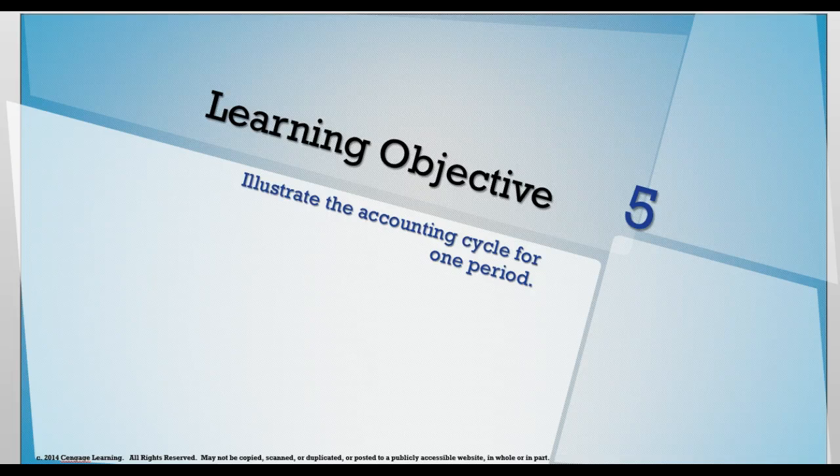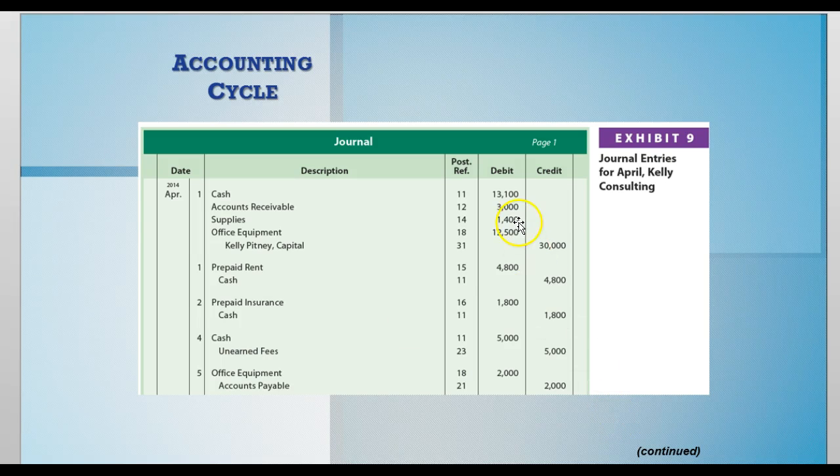Okay, now we're going to give you a visual of the very same thing I just talked about, only the actual journal entries and postings that you do. So it might be a little bit redundant, but this is just another way of looking at the accounting cycle for one period. So let's begin. The first 4 slides just show the actual transactions as they were journalized for April.